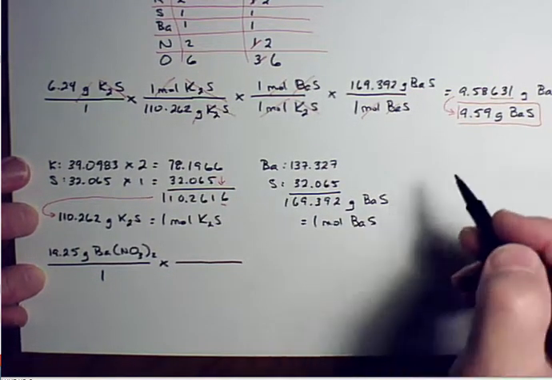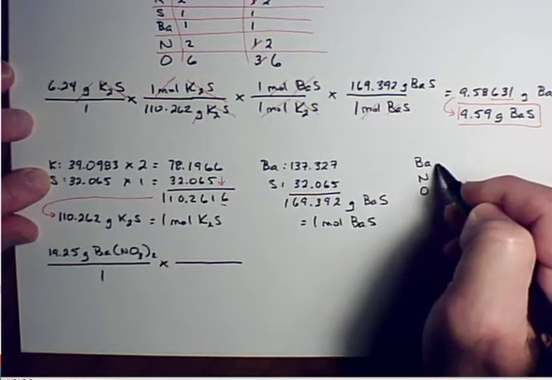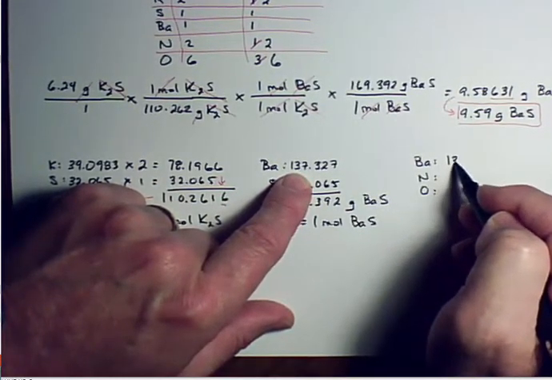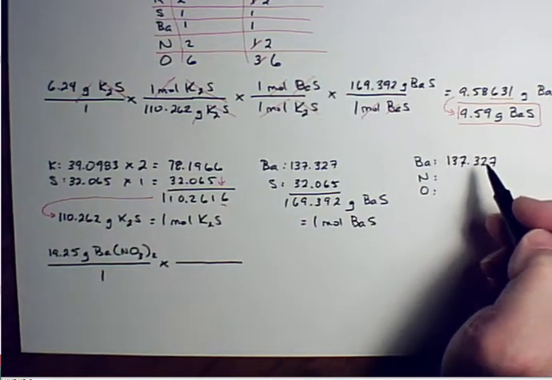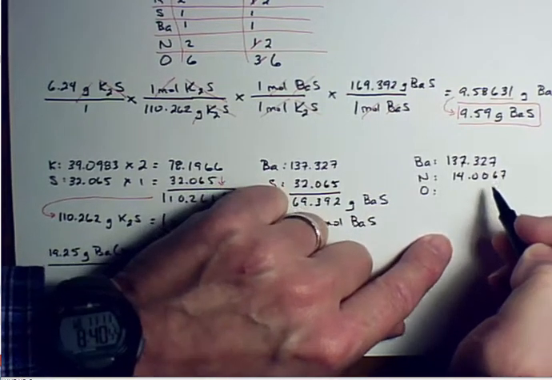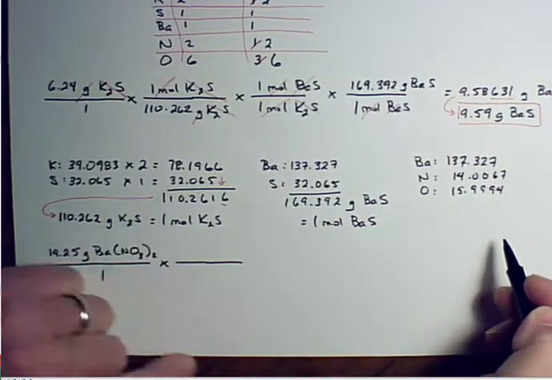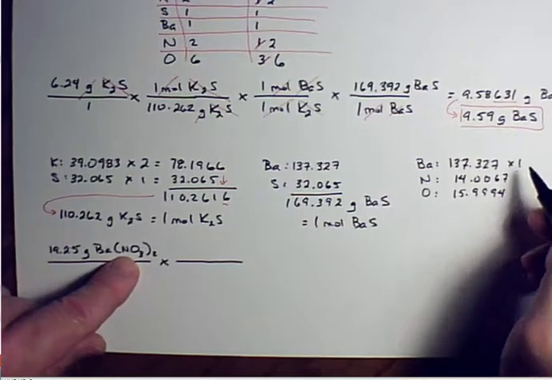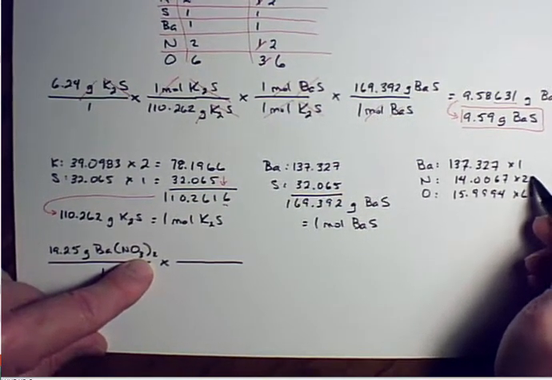We're going to need a molar mass ratio, so we've got to calculate the molar mass of barium nitrate. So barium and nitrogen and oxygen are the elements we have in the compound. Barium's atomic mass is 137.327. Nitrogen's atomic mass is 14.0067, and oxygen is 15.9994. In the formula for barium nitrate, we've got one barium, we've got two nitrogens, and we've got 6 oxygens.